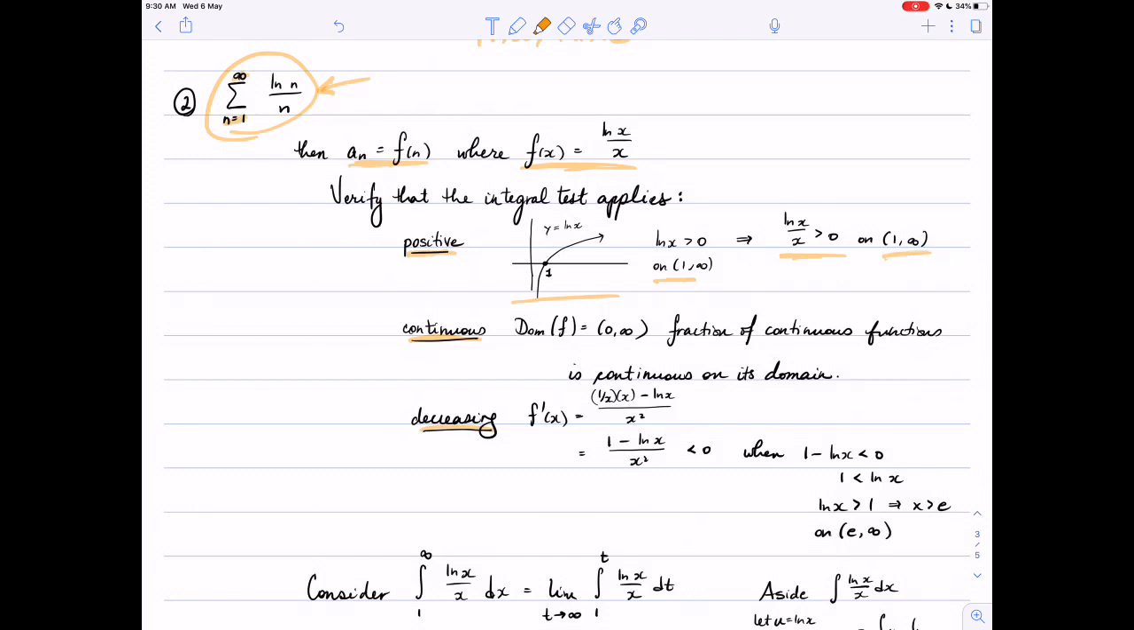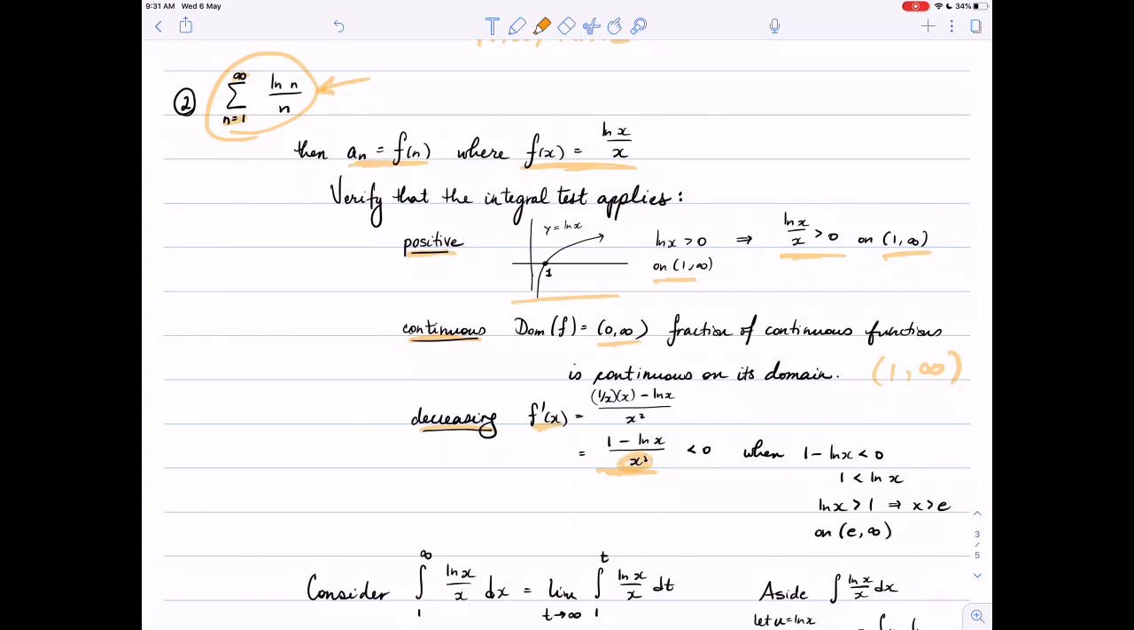It is continuous. The domain of this function is from 0 to infinity, and this function is continuous on its domain, so it is continuous on the interval that we want from 1 to infinity. It is decreasing. Again, we look at the derivative. The derivative is here, so we're using the quotient rule, which ends up giving me 1 minus ln x over x squared.